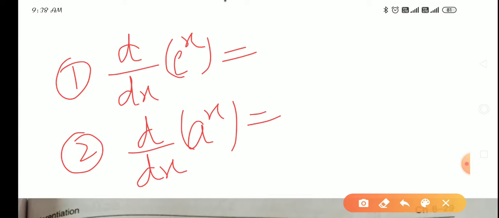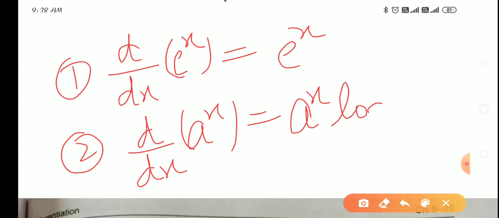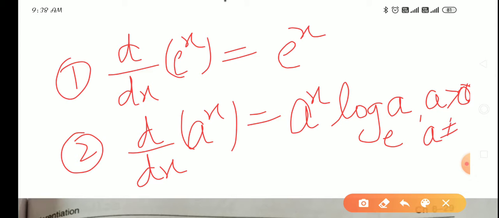Differentiation of e to the power x is e to the power x only. Differentiation of a to the power x means a to the power x log a to the base e, where a is greater than 0 and a is not equal to 1. So these two things you have to remember for this exercise. Only two differentiations you have to keep in the mind.